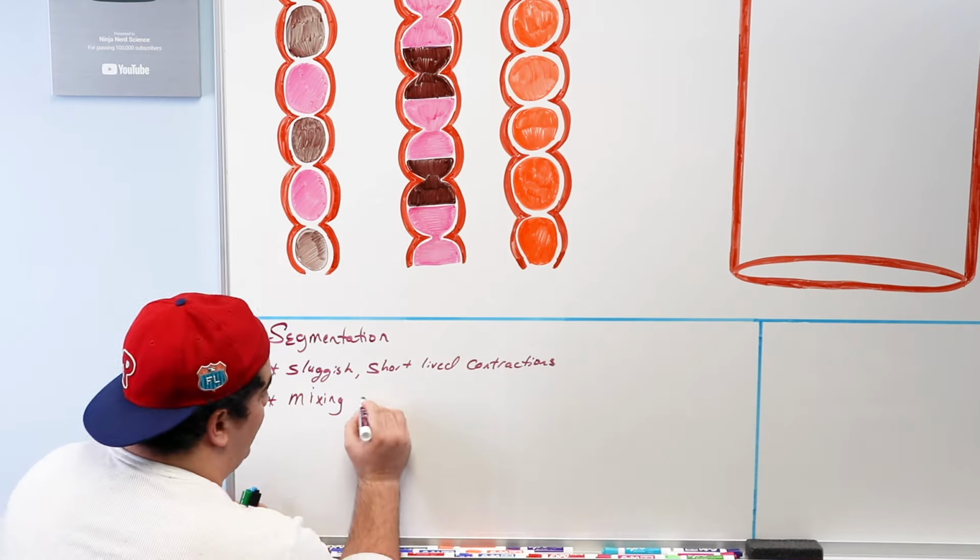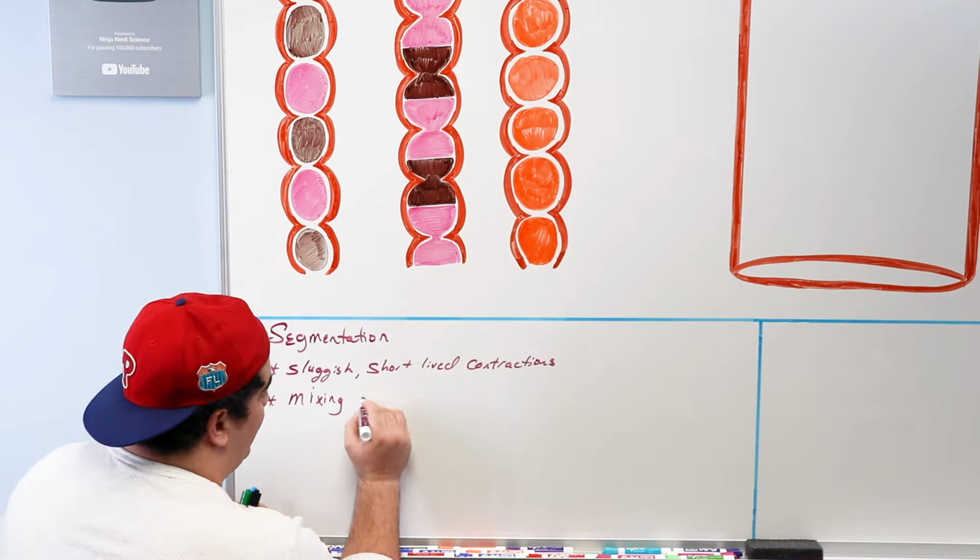What's the primary role of segmentation? If you forget all of these things I'm going to talk about, please don't forget that it mixes chyme with a bunch of secretions. Why? Because it enhances absorption. The whole goal of mixing the chyme is to enhance absorption.